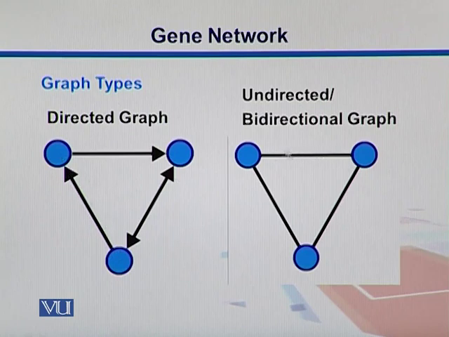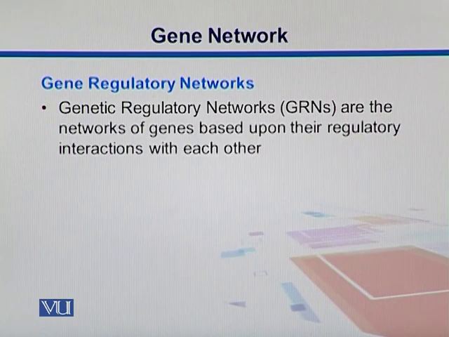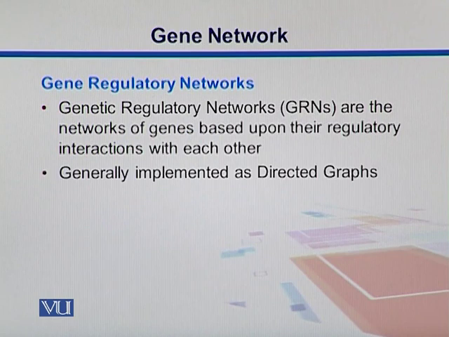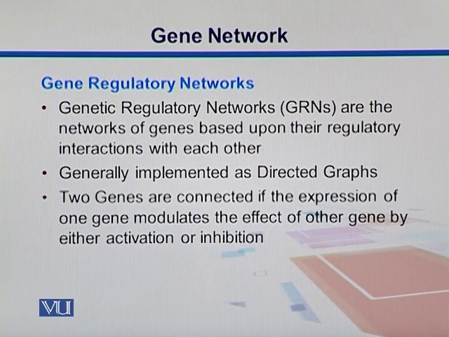Undirected, or we can say bidirectional graphs, are where we don't see those directions. They may be like this, they may be where we have both the directions. So most of these gene correlation networks we see in some later slides are actually this type. Whereas the gene regulatory networks, the networks of genes, are based upon their regulatory interactions with each other, and generally they are implemented as directed graphs.